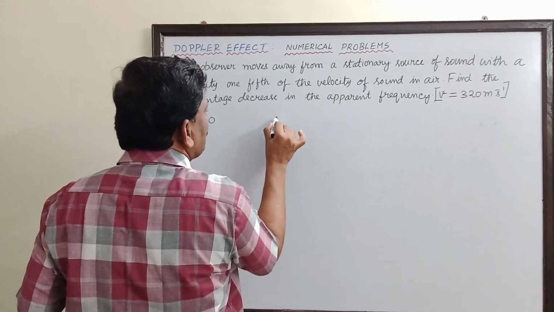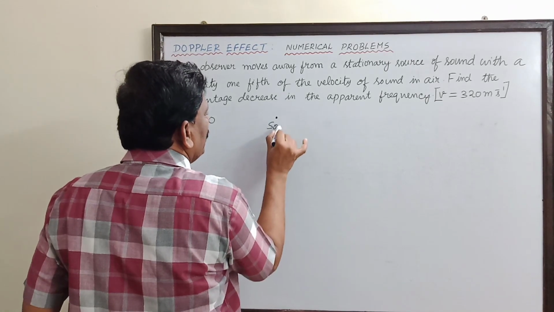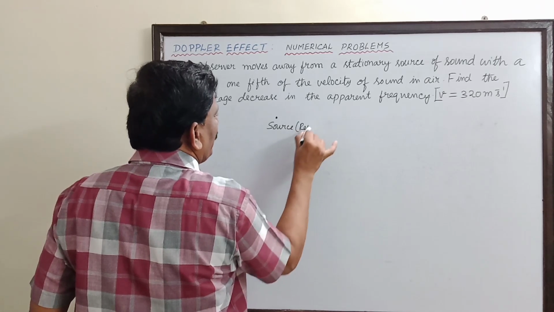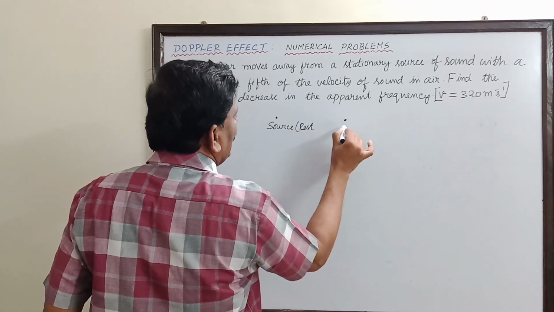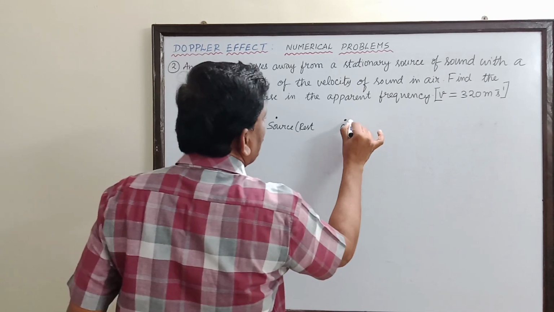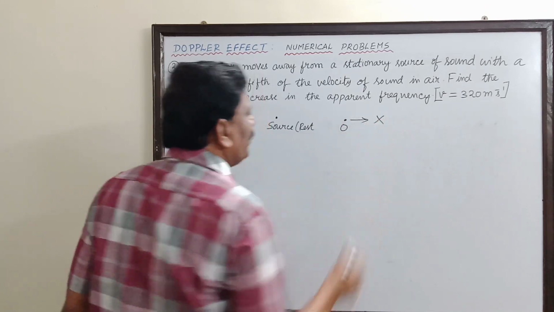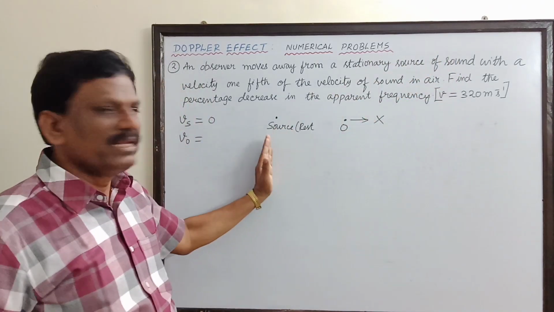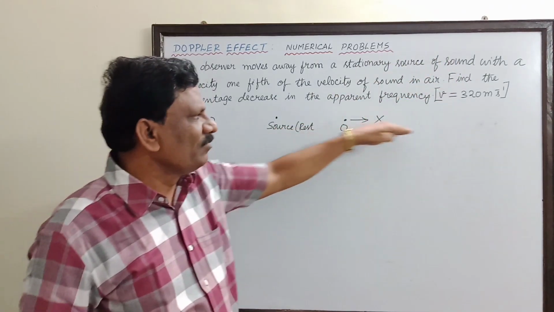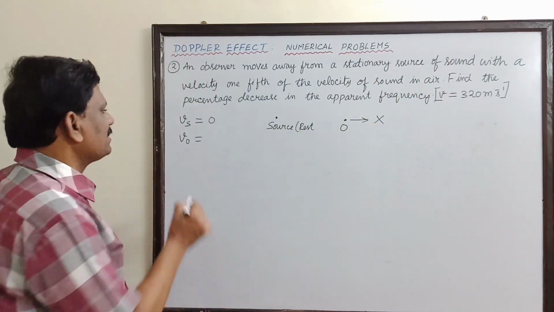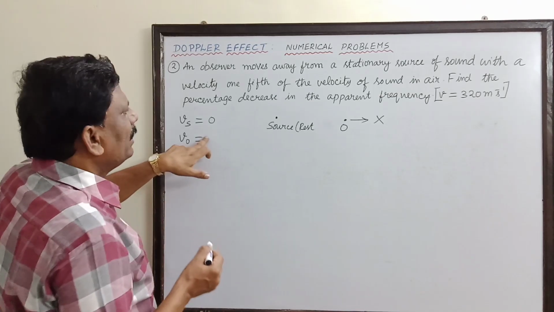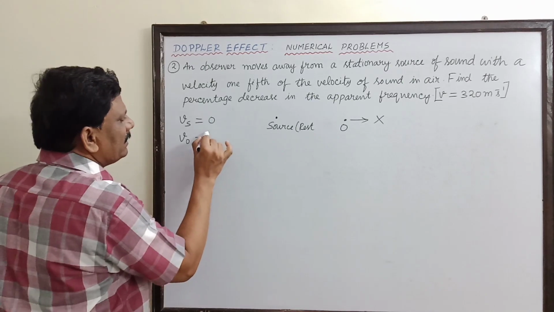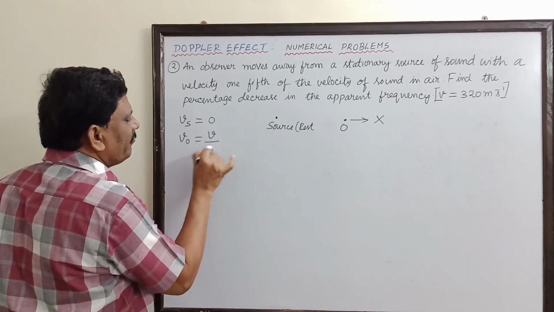Suppose if this is the source, okay, and it is at rest. Source is at rest, and here is the observer. So he is receding away along the positive x direction. He is moving away from the stationary source. Okay, therefore the direction of movement is along the positive x axis, and it is given as what? 1/5 of the velocity of sound. So this is the velocity of sound divided by 5.